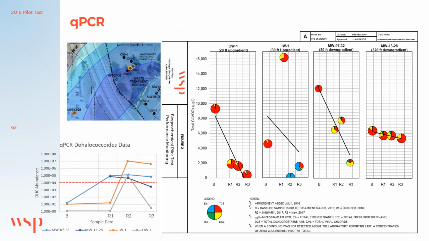Finally, here's the qPCR data. It shows viable abundances of DHC, those abundances greater than 10 to the 4th cells per milliliter during at least 1 performance monitoring round test. Most of the wells for all of the performance monitoring round tests, all the wells with degradation trends had viable concentrations of D. ethenogenes.